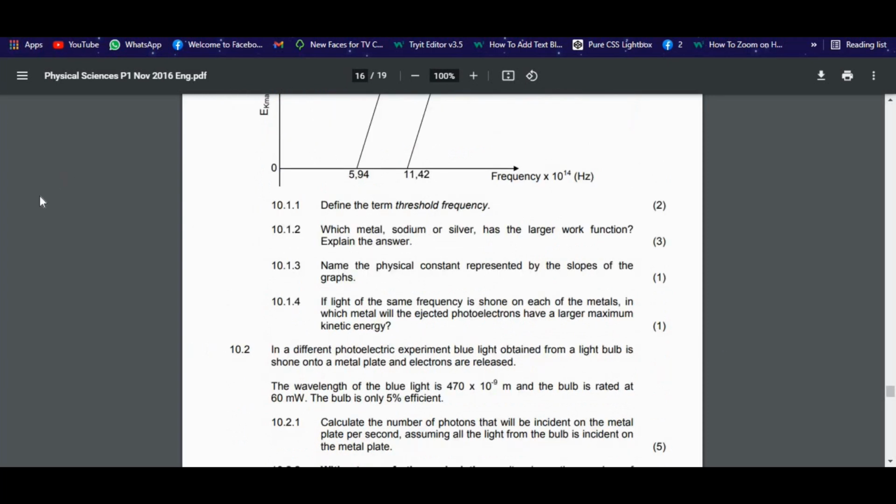So let's just go through question 10 here. We've already defined threshold frequency as the minimum amount of frequency to be able to emit electrons off the surface of a metal.